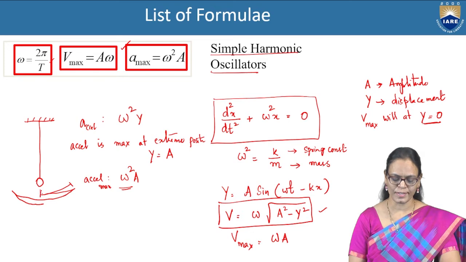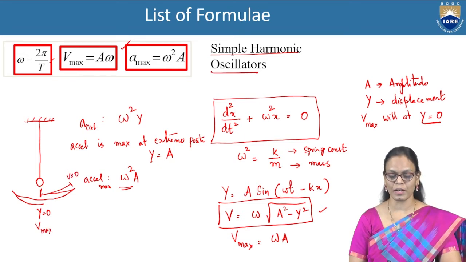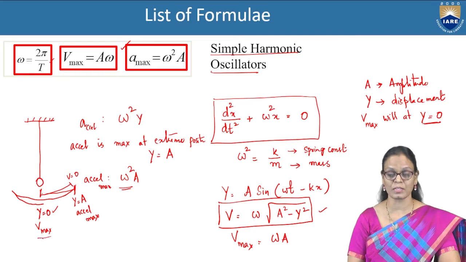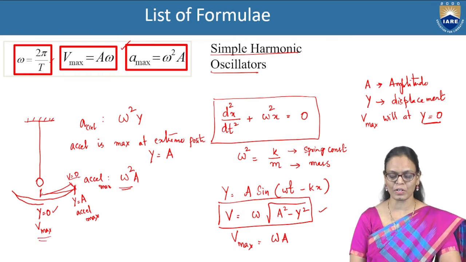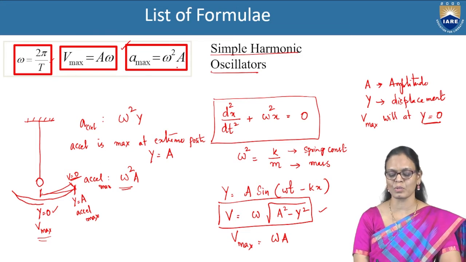Now at the mean position, that is at y is equal to 0, the velocity is maximum. And at the extreme position, the velocity will become 0. At the extreme position, that is at y is equal to a, the acceleration is maximum. So always these two conditions we have to remember. When the displacement is 0, at the mean position, the velocity is maximum, and at the extreme position the velocity is 0. But for the acceleration, it is maximum at the extreme position. So A max is omega square A and V max is A omega.